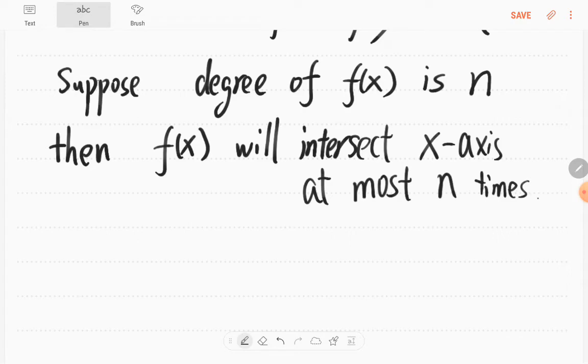So in other words, if the degree of a function f is n, then you only have at most n x-intercepts, or n roots, or n zeros, at most n zeros. Okay, so at most means not greater than n, less than and equal to n. Okay, so at most means less than and equal to.